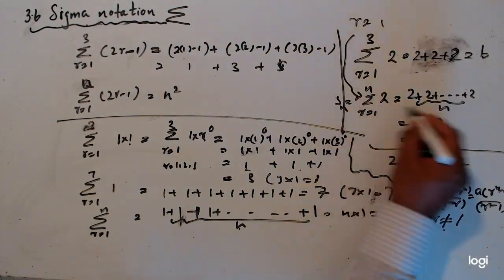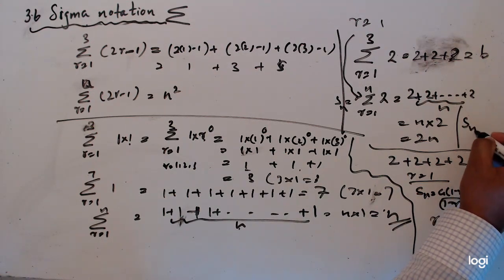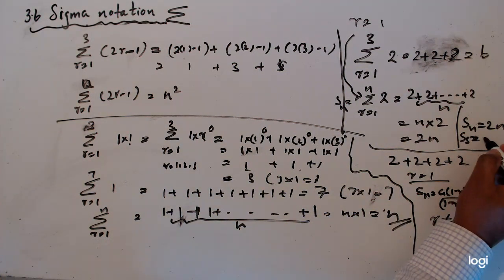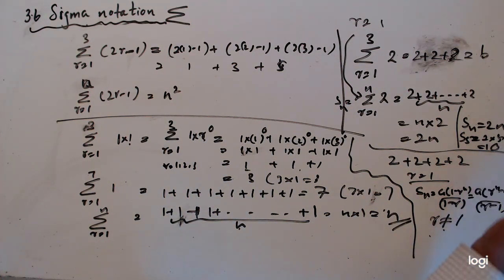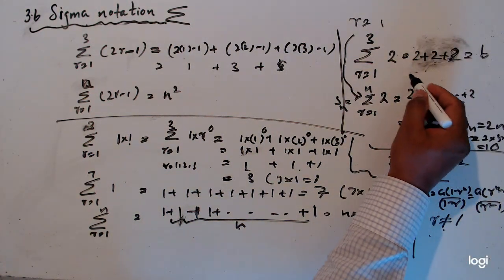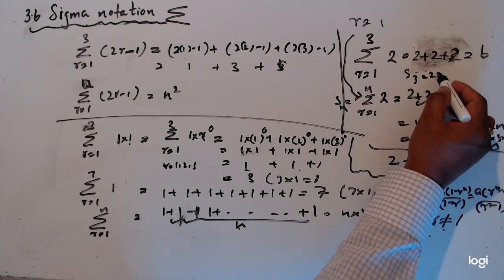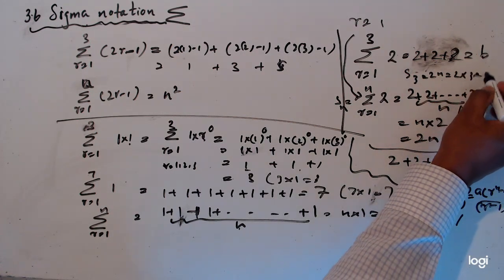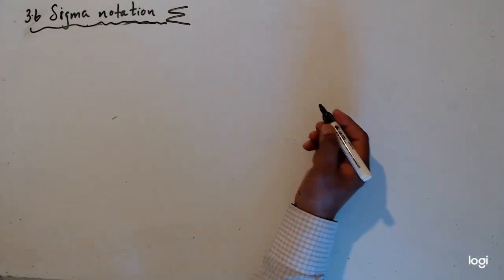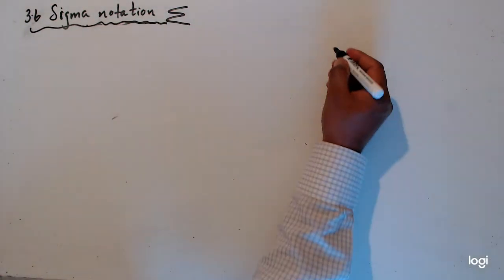For this series, Sn is 2n. So S5 is 2 times 5, that is 10. So S3 is 2 times n, that is 2 times 3, that is 6. And this is an extension basically.